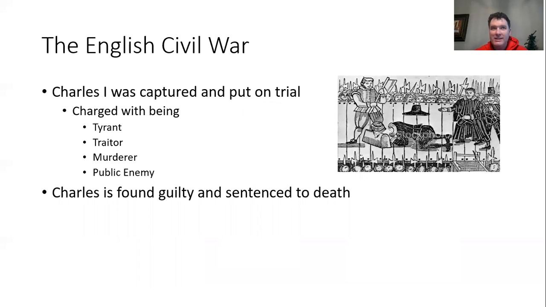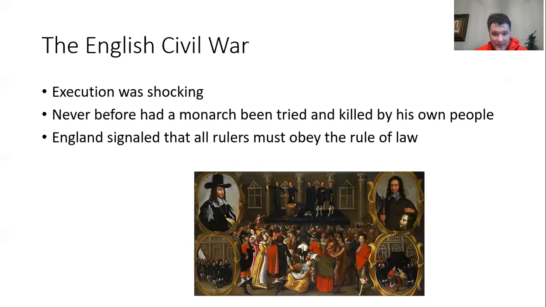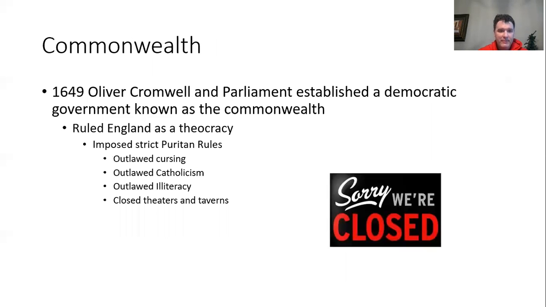And this just sends shockwaves through the world, because here the people of England are getting rid of their monarch. And if monarchs are really chosen by divine right, then the people of England are revolting against God, right? And so England signals that all rulers must obey the rule of law, and that no one's above the law. And there's the picture of the execution, right?